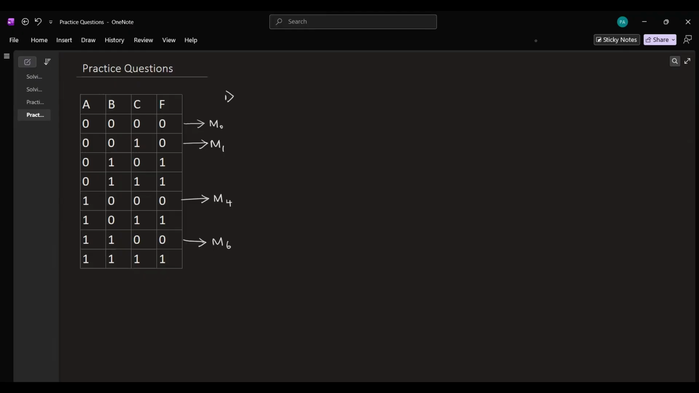Now, let's write down the Boolean expression. So we can say f is equal to, first of all, we have 0, 0, 0, so it will be a plus b plus c. And since we are working with max terms, we use the product of sums, POS form. So here we have the sum, then we have the product. Then we will have a plus b plus c bar. Then we will have a bar plus b plus c, a bar plus b plus c bar. Then we will have finally a bar plus b bar plus c. Now we have come up with the Boolean expression.